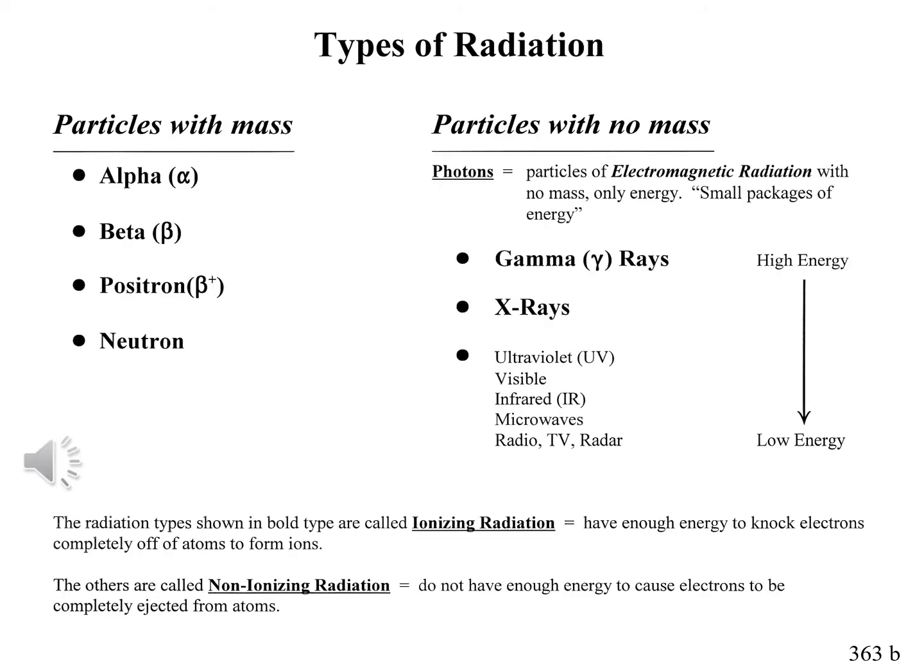There are particles that you can actually weigh that are parts of atoms. They have a mass. Alpha particles, for example, are 2 protons and 2 neutrons together in a particle. A beta particle is an electron, and neutron radiation is neutrons. You can weigh those, but there are also particles with no mass that are given off by nuclei, and those particles are called photons. They're particles of electromagnetic radiation that only have energy but no mass.